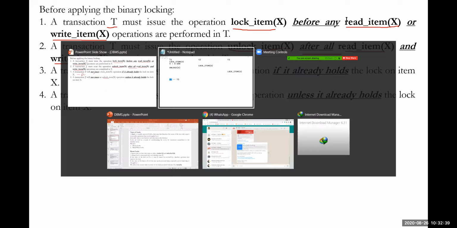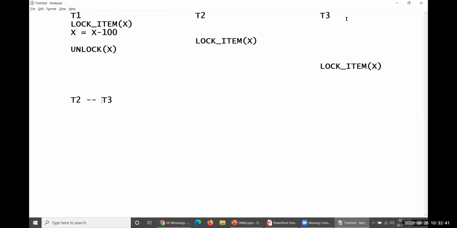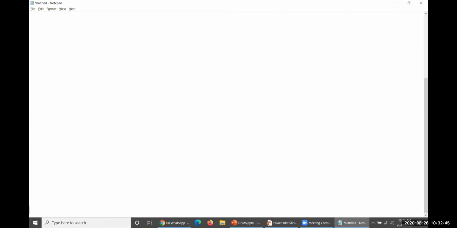So let me show you how all these things will be. Let me write a sample transaction for you, how all these things will be depicted. Okay, let us consider transaction T1. So begin transaction.